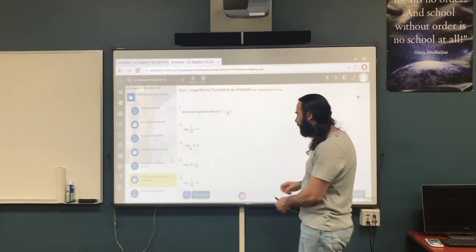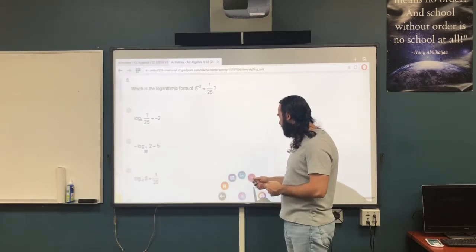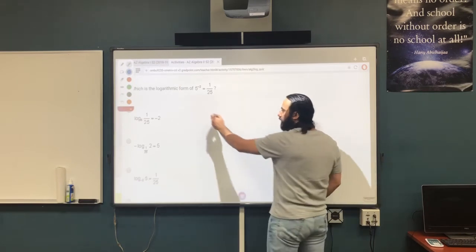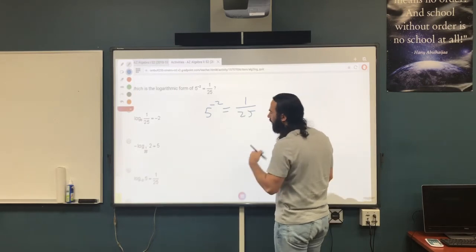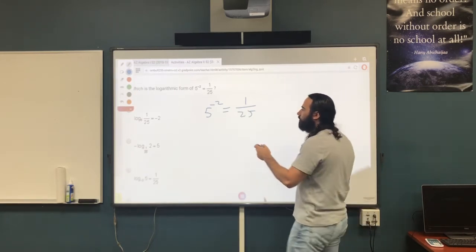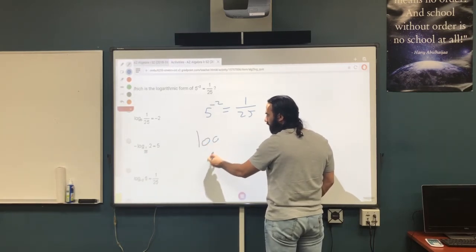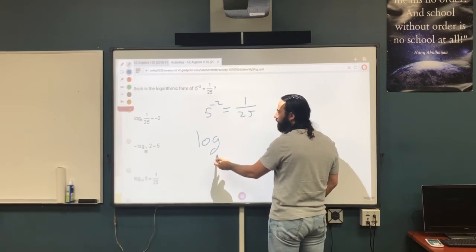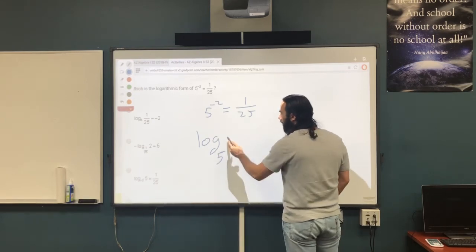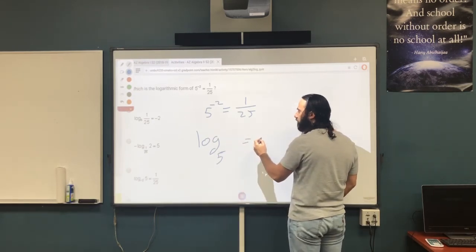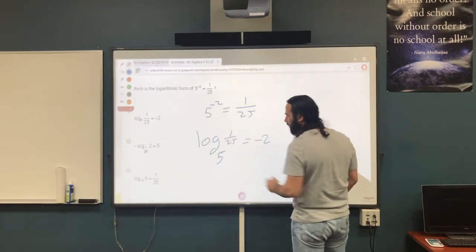Now, which is the logarithmic form? It's going to be the same thing, guys. It's the opposite. The question gave us the exponential form, 5 to the power of negative 2 equals 1 over 25. Now, for the logarithmic form, you need to do the same thing the way we did. It's going to be log. Remember, the base is always the base. In this case, the base is 5. And on the other side, it's going to be the exponent, which in this case is -2. And the number that's left is 1/25.